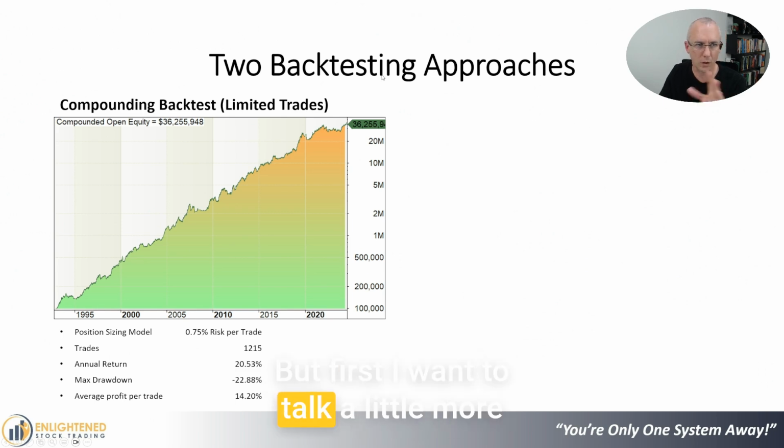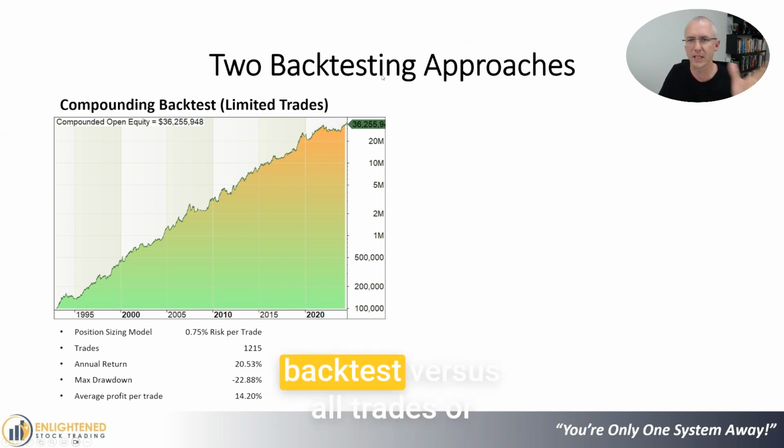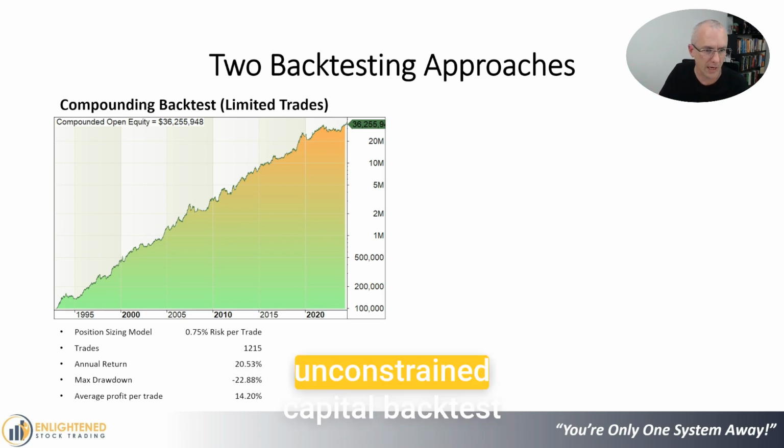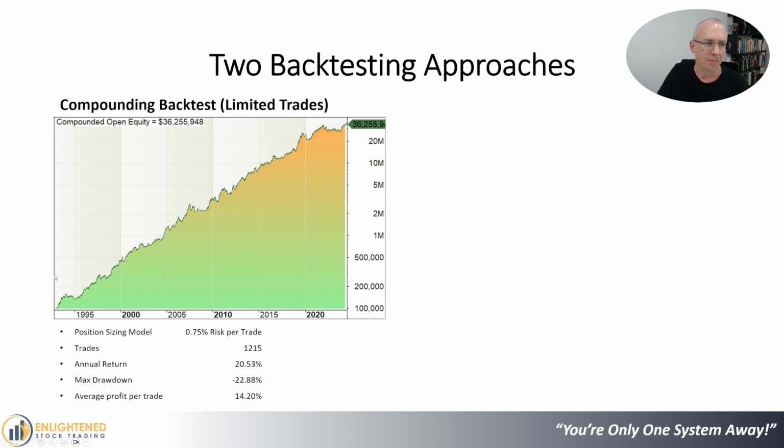But first I want to talk a little more about this idea of compounding backtest versus all trades or unconstrained capital backtest. This is an equity curve for a trend following system. It's on daily bars. The actual model doesn't matter. The rules are not important for this discussion. But this system has a position sizing model of 0.75% risk per trade. This backtest took 1,215 trades.